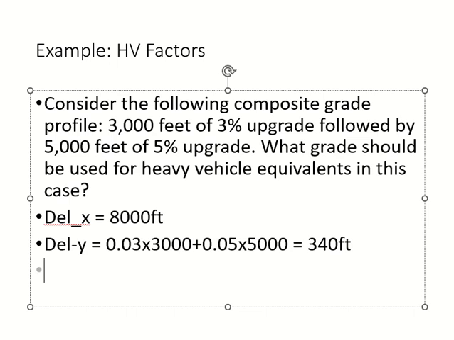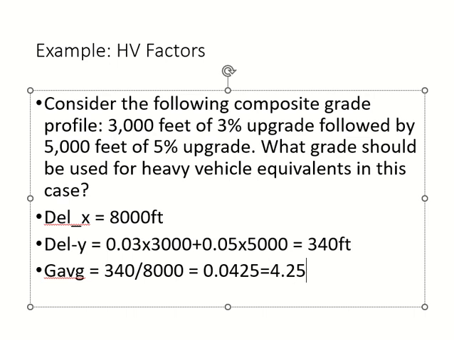340. So the average gradient will be 340 divided by 8000, or 4.25. So anybody who is doing the analysis for this segment will not do it for 3% and 5%. He will only do what? 4.25%. Clear?